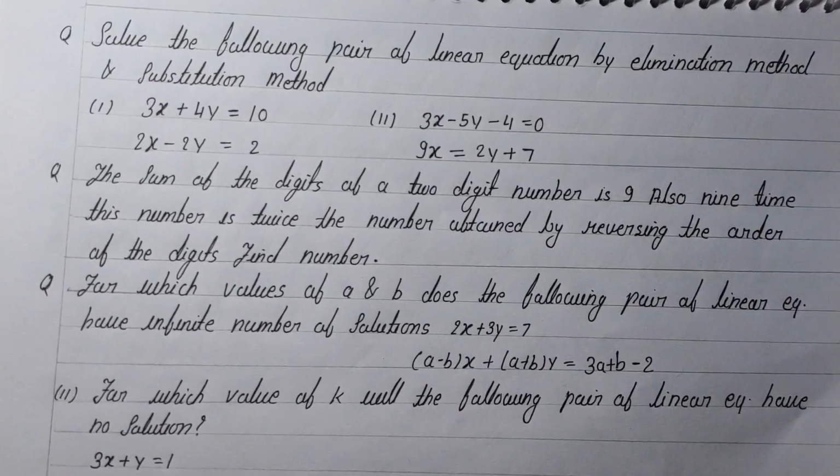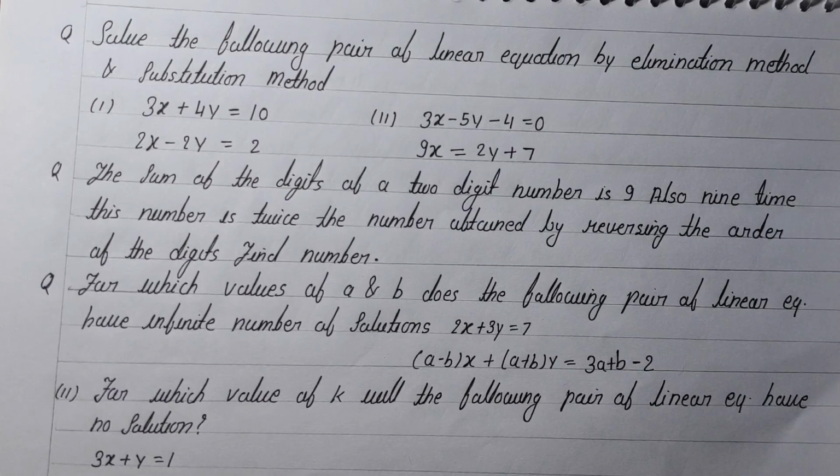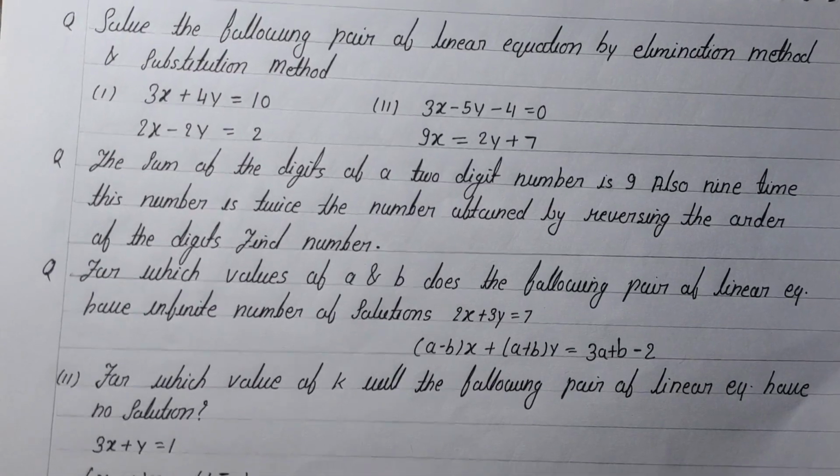Next, solve the following pair of linear equations by the elimination method and the substitution method. First, 3x plus 4y is equal to 10. Second, 2x minus 2y is equal to 2. Next, 3x minus 5y minus 4 is equal to 0 and 9 is equal to 2y plus 7.